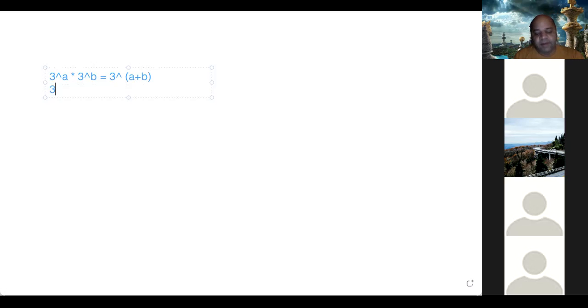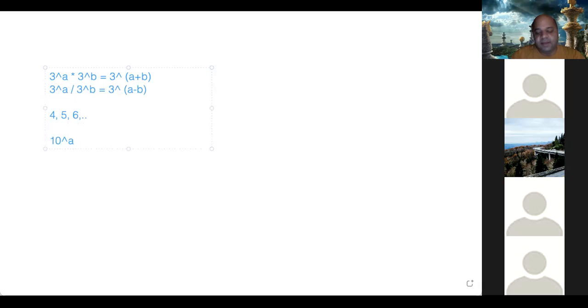And similarly, 3 raised to A divided by 3 raised to B is the same as 3 raised to what? A, what is it? A minus B. Correct. And it is the same thing with 4, same thing with 5, same thing with 6, all the way to same thing with 10.